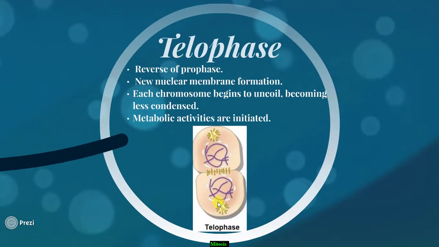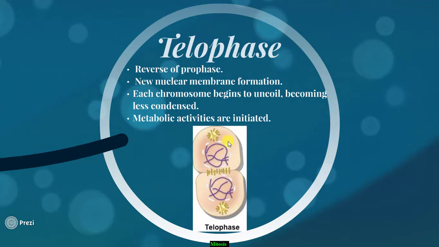The final phase is called telophase. It is kind of the reverse of prophase. I mean, the opposite of prophase. Take a look at this. You see, there is formation of a new nuclear envelope, and each chromosome begins to uncoil and becomes less condensed. Remember, in prophase, chromosomes condense and become thicker and visible. However, in telophase, they are becoming thinner and less condensed.